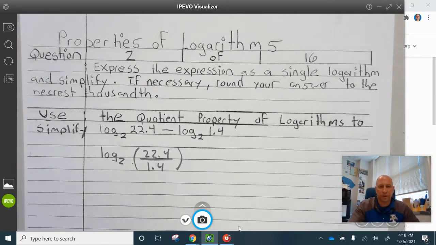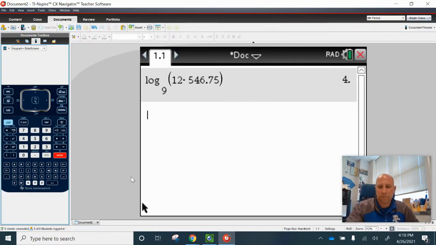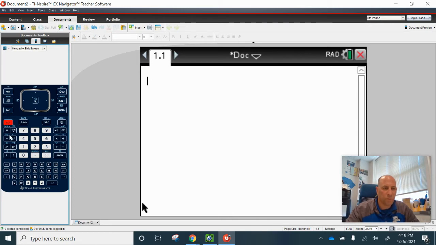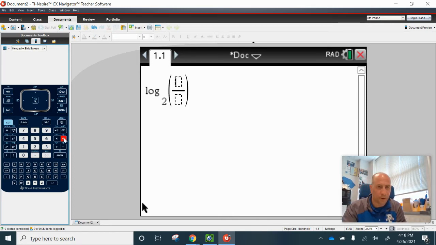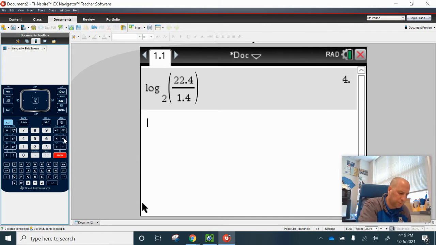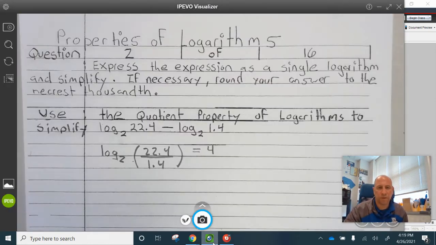Okay, so let's go and use our calculator. So control log base 2 of control divide 22.4 divided by 1.4. The answer is 4. All right, go ahead and finish up question 2.